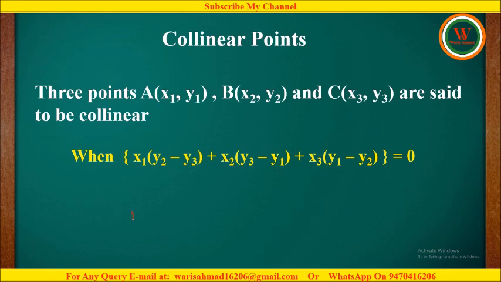Suppose we are having the very first point A, second point B and the third point C. If suppose a straight line is passing through all these three points, then these three points are said to be collinear points. So if these three are the collinear points, then we may have x1 into y2 minus y3 plus x2 y3 minus y1 plus x3 y1 minus y2 is equal to 0. This formula will exist only if the points A, B and C are collinear points.